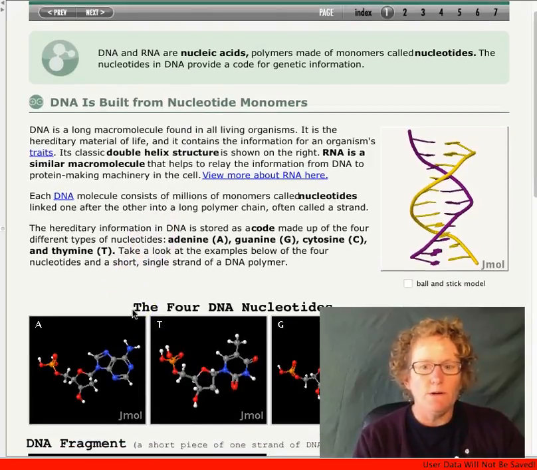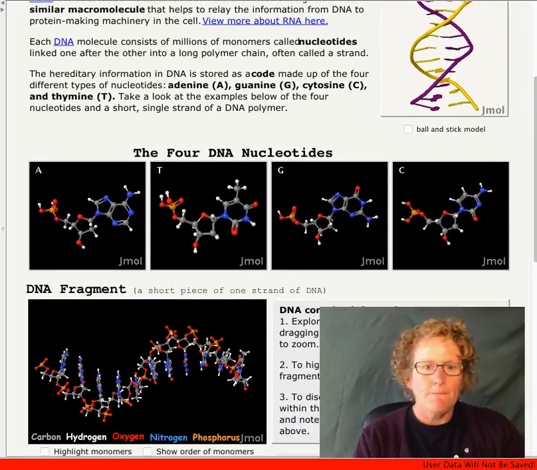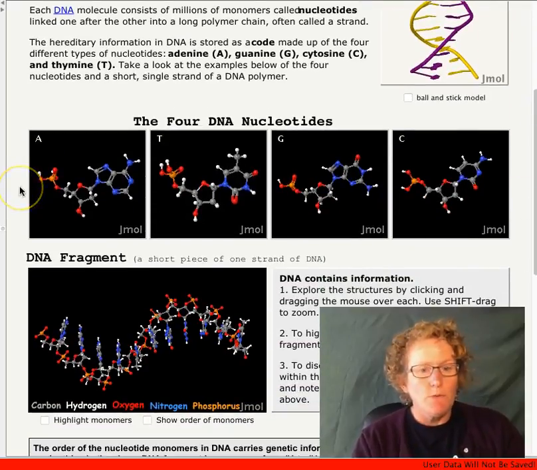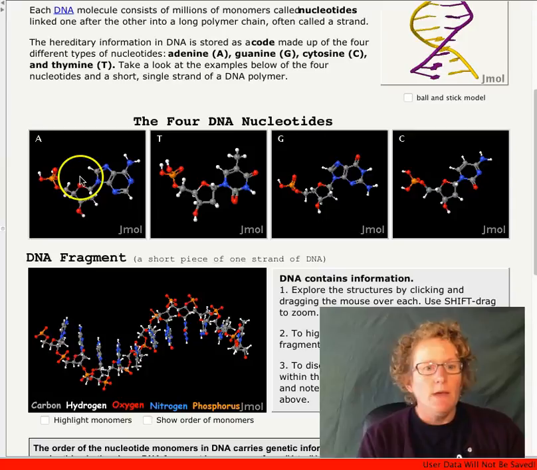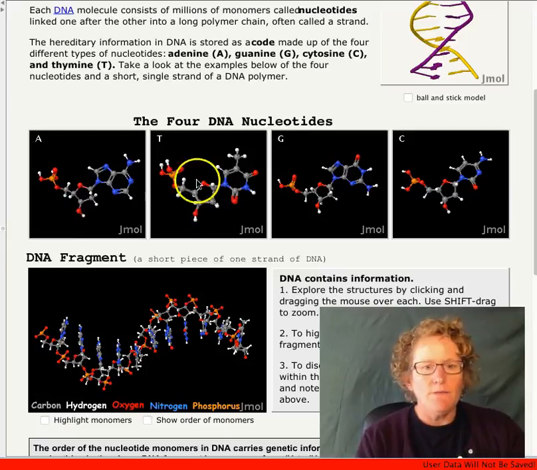Let's look at the 4 nucleotides here. There's just 4 of them, just like the 4 colors. There's adenine, thymine, guanine, and cytosine. What's different, you can see, is the base here. This part of all of them, all 4 of these letters here, are the same. It's this part up here that differs.